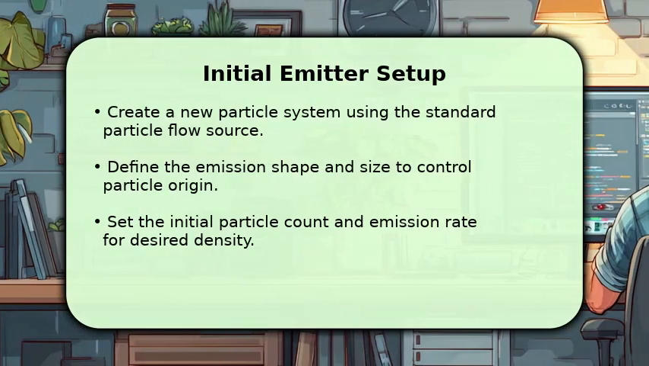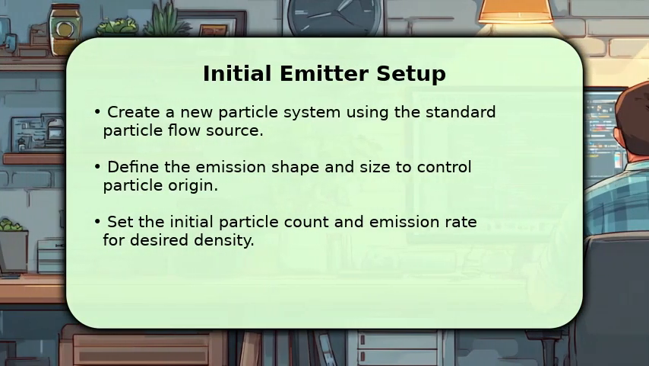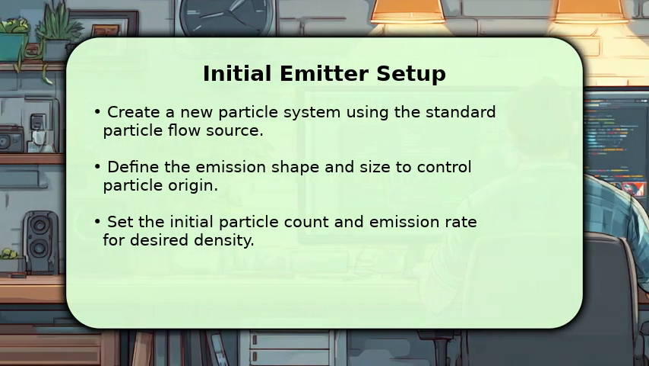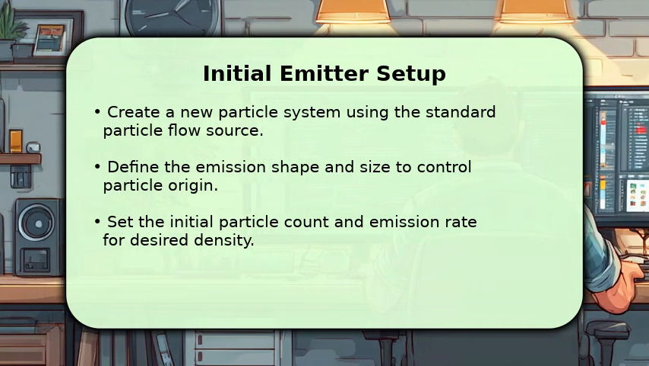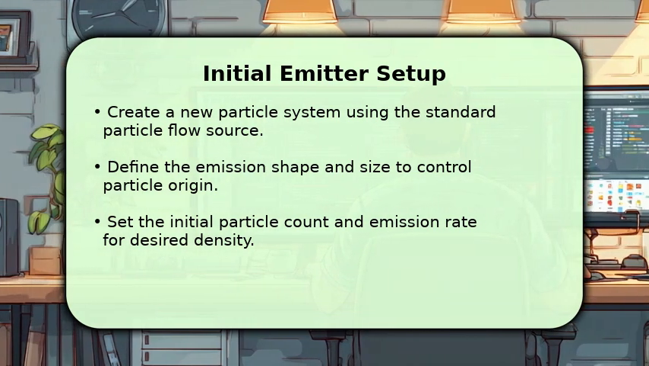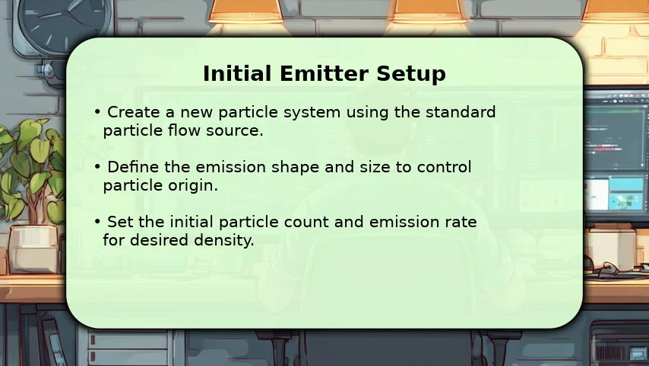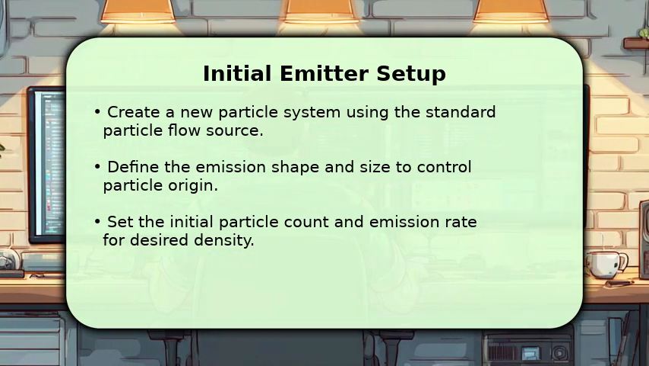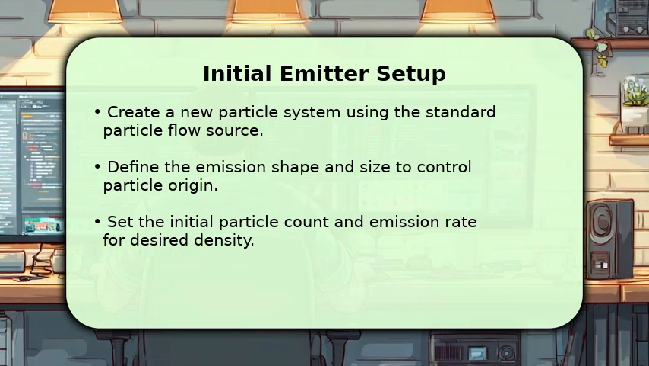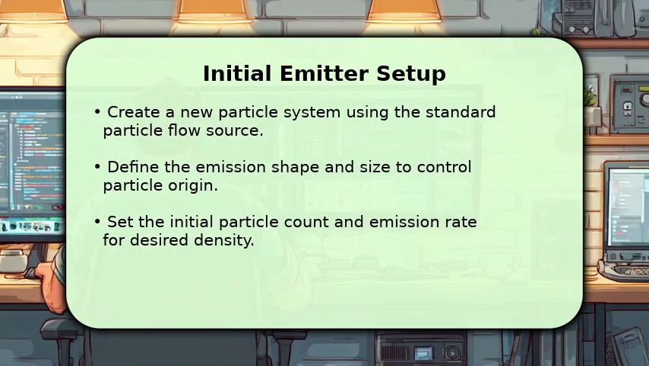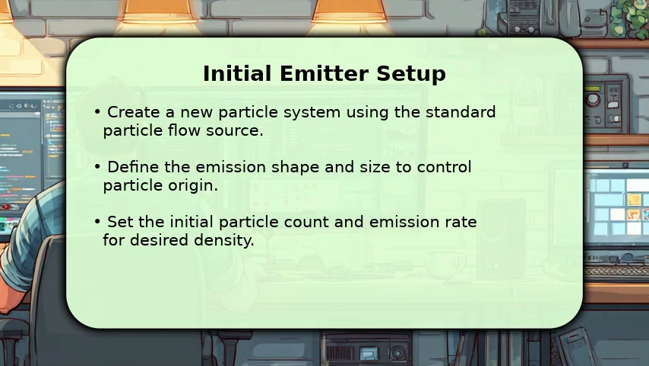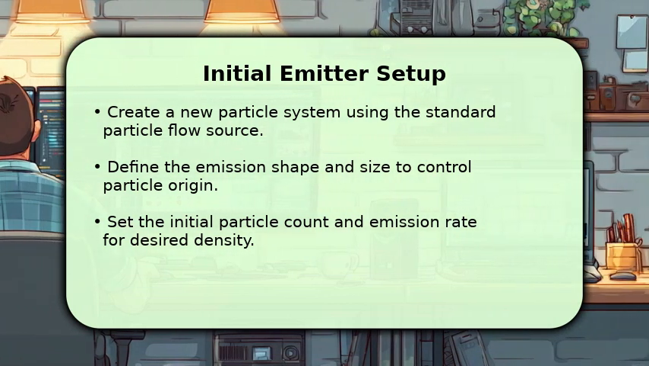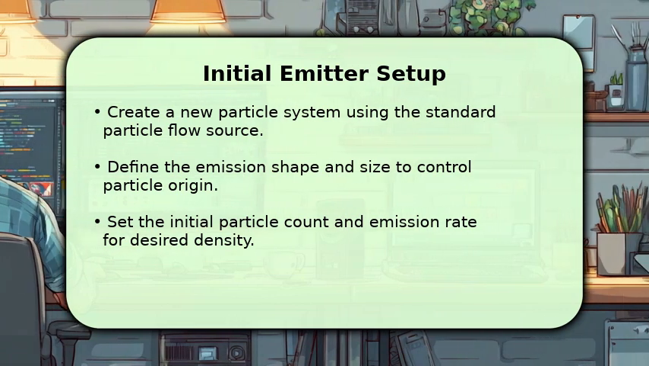To begin, create a new particle system, specifically utilizing the standard particle flow source for optimal control. Next, carefully define the emission shape and size. For instance, a sphere with a radius of 10 units or a plane measuring 20 by 20 units. This dictates where your particles originate. Finally, set your initial particle count to, say, 500, and an emission rate of 50 particles per frame to achieve your desired visual density and flow.